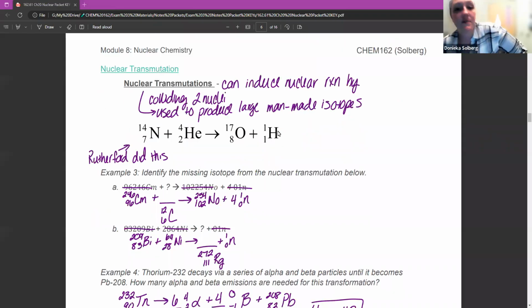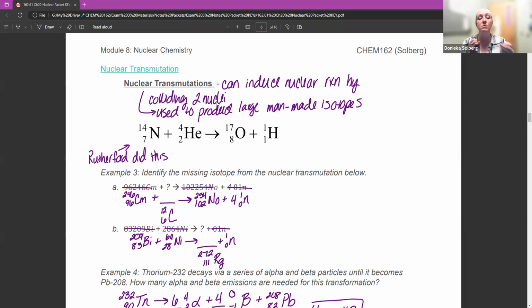Okay, nuclear transmutations are kind of like decay processes, but if you think about it, with transmutation we're trying to mutate those elements into other elements. We can induce these as well. Decay processes are natural, but nuclear transmutations are when we induce nuclear reactions by colliding two nuclei. They could be neutrons, they could be elements, it can be whatever.